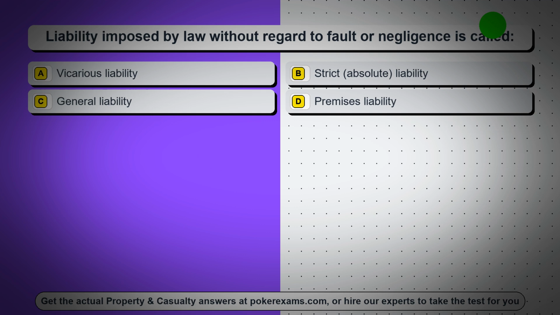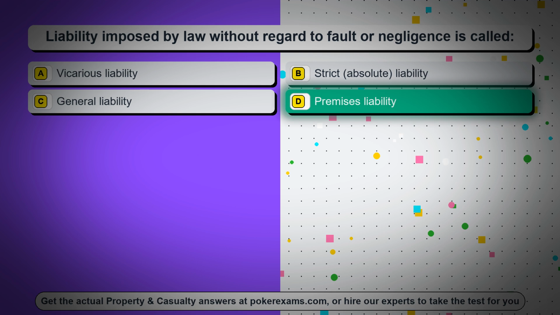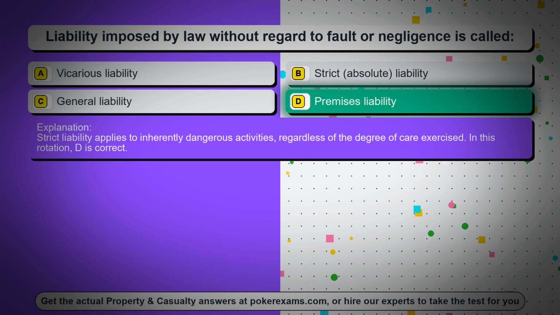Question 8. Liability imposed by law without regard to fault or negligence is called: Option A, vicarious liability. Option B, strict, absolute, liability. Option C, general liability. Option D, premises liability. The correct answer is option D, premises liability. Strict liability applies to inherently dangerous activities, regardless of the degree of care exercised. In this rotation, D is correct.